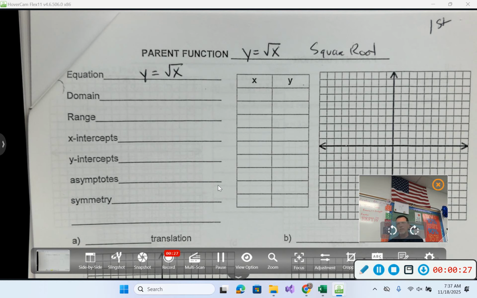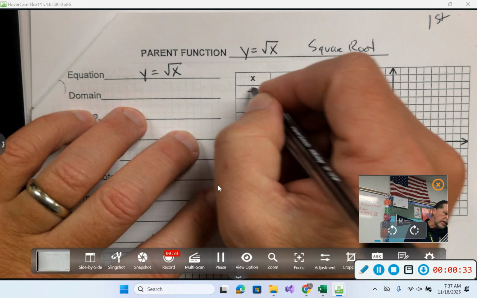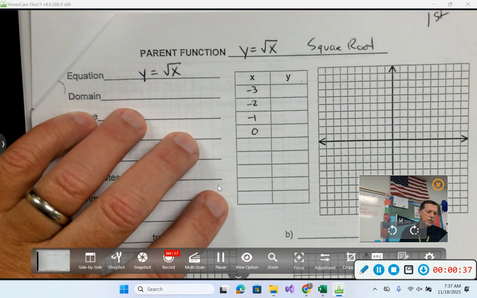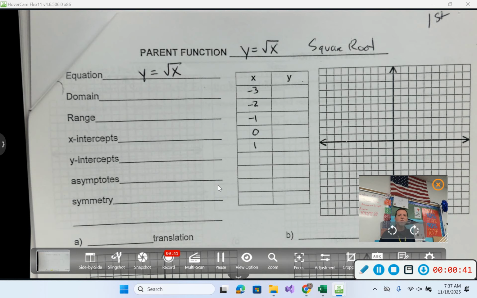Well, we'll just take this from the top, pretending we don't know what it looks like. Maybe you don't know what it looks like. Let's just do a table of values. So let's start. Let's see what we get. Let's start with negative 3. What's the square root of negative 3?